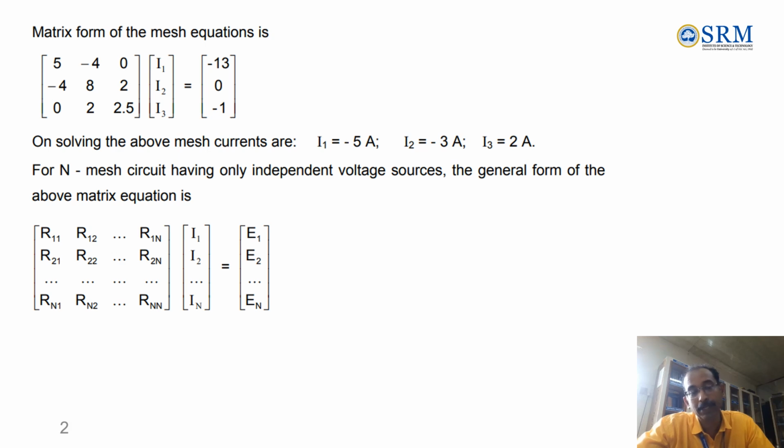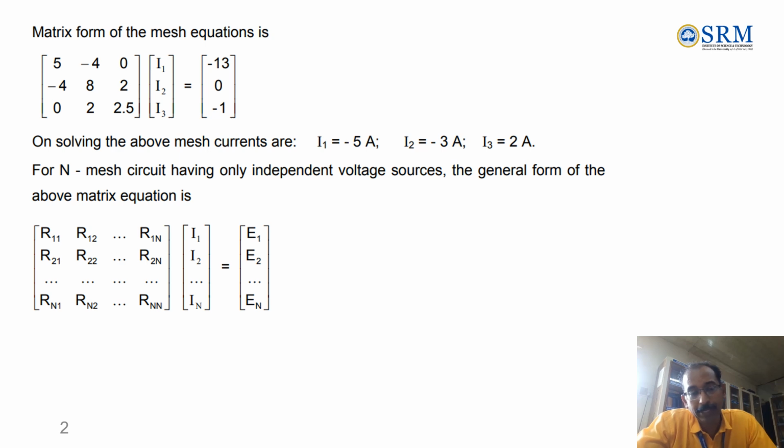This V1 is nothing but the summation of the voltages connected in the first mesh. This V2 is nothing but the summation of the voltages in the second mesh. V3 is nothing but the summation of the voltages in the third mesh. So sometimes this can be represented as E1, E2, E3. So this was the generalized matrix form, R11, R12 and so on up to R1n.